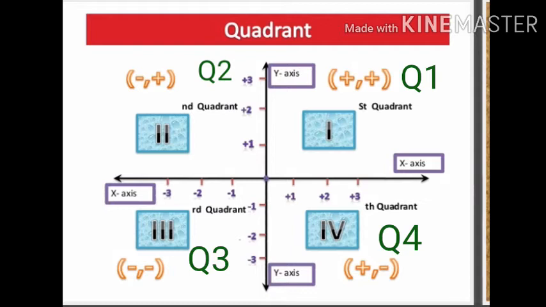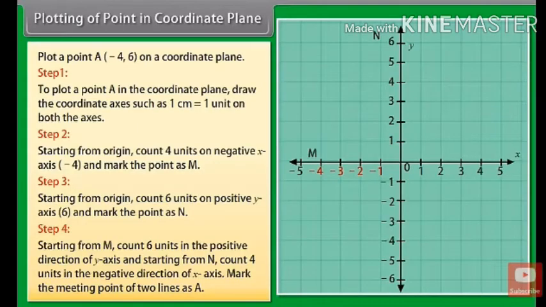In the first quadrant, x and y are both positive. In the second quadrant, x is negative and y is positive. In the third quadrant, x and y are both negative. In the fourth quadrant, x is positive and y is negative. Let us discuss some examples of plotting a point in the coordinate plane.